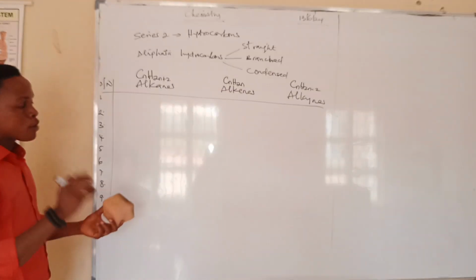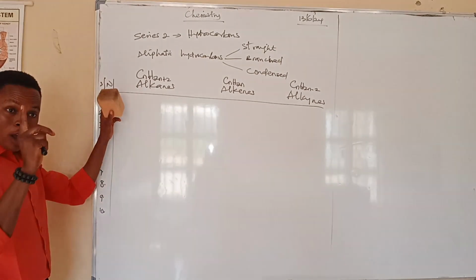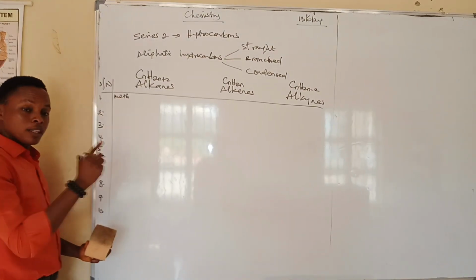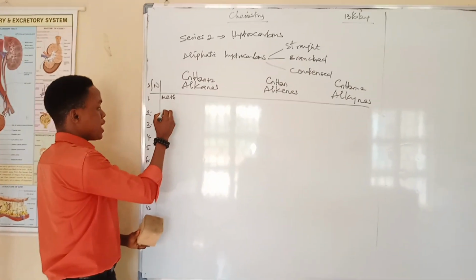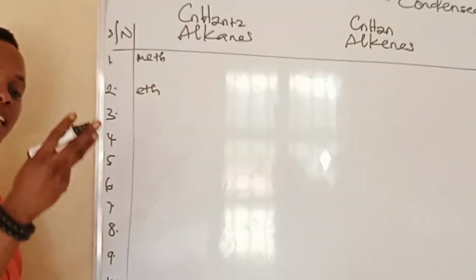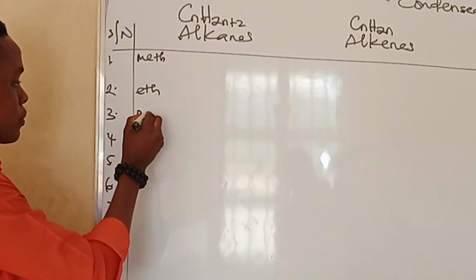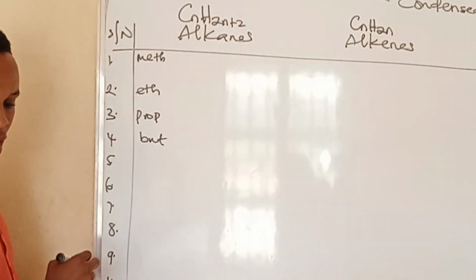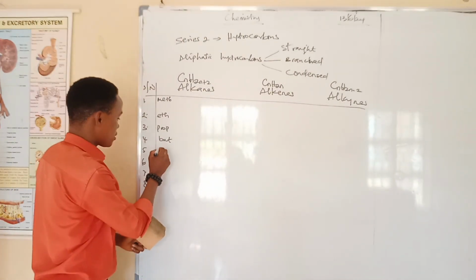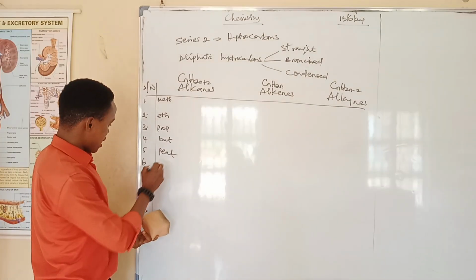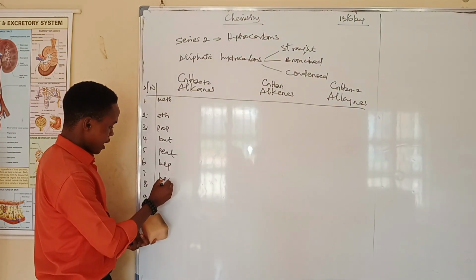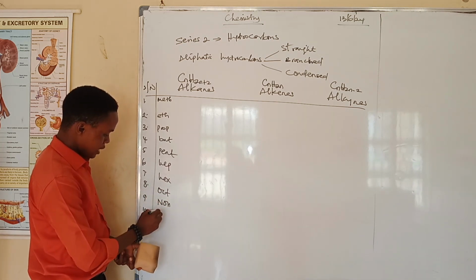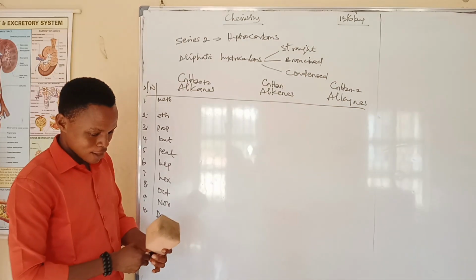Then a hydrocarbon that has just one carbon atom comes with the name meth. The one that has 2 carbon atoms comes with the name eth. The one that has 3 carbon atoms comes with the name prop. 4 comes with the name but. 5 comes with the name pent. 6 comes with the name hex. 7 hept. 8 oct. 9 non. And 10 dec.